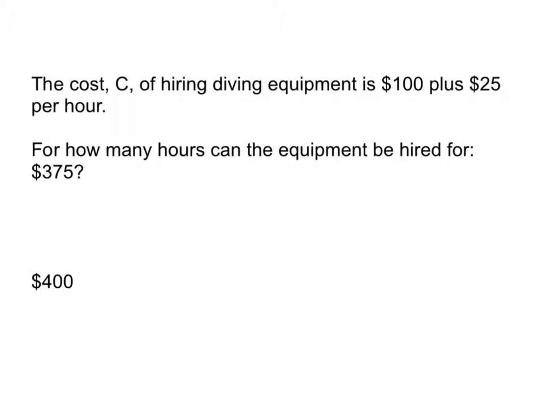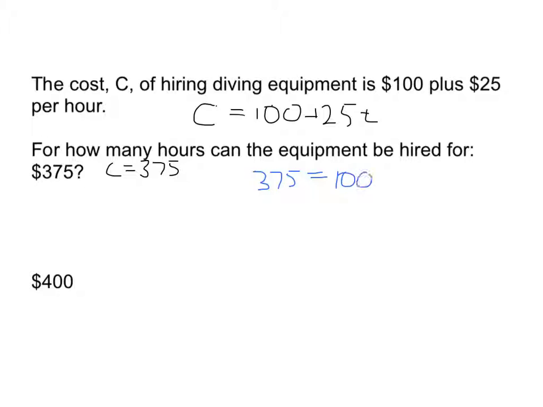Now the next part of the question is asking for how many hours can the equipment be hired if we've got $375 or $400. So we need to use the same equation, C is equal to 100 plus 25T. That's just from the first part of the question. And what we do in this case here, we make C equal to 375. So in working that through, we say 375 is equal to 100 plus 25T.